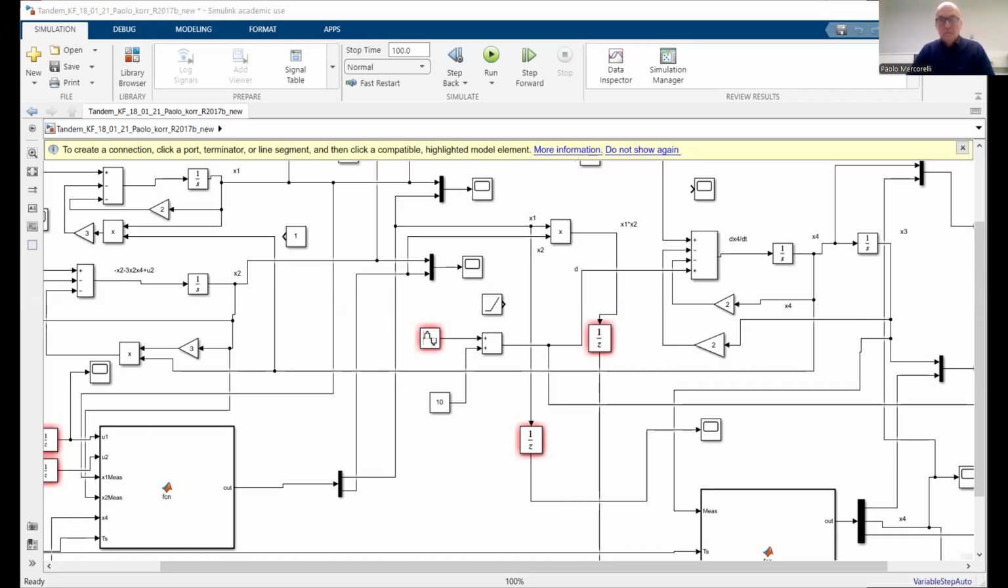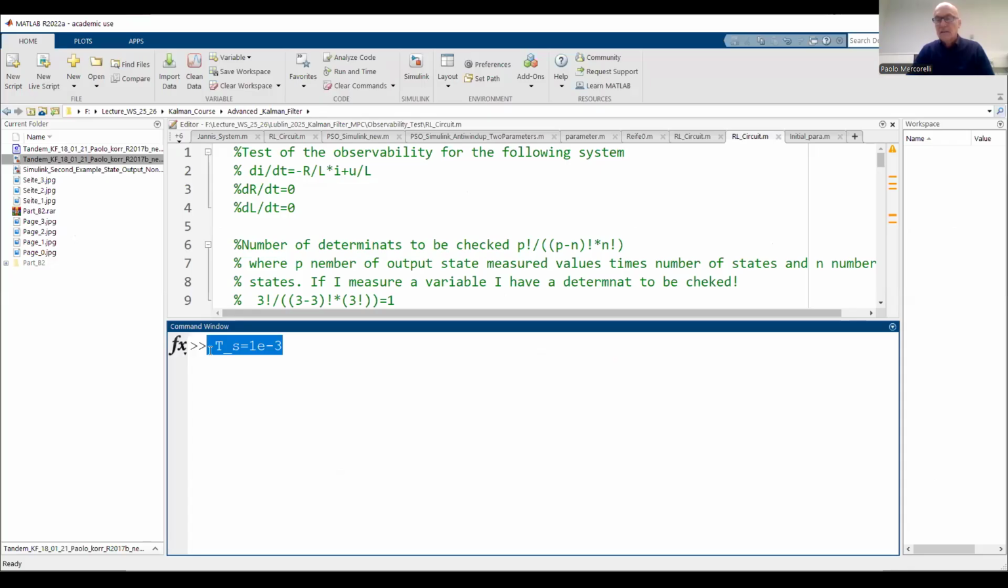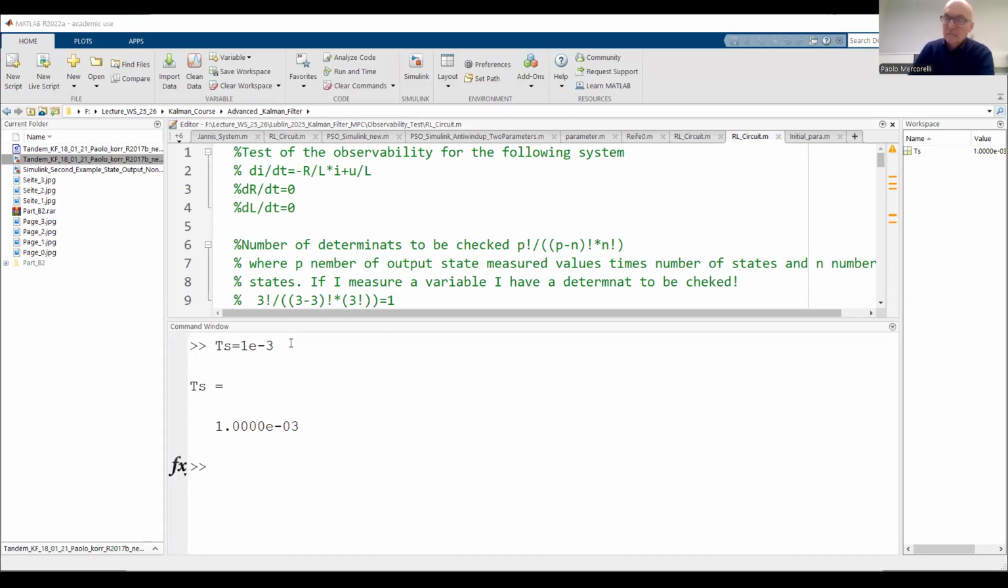Let me show you. I don't know, it probably is TS, something like that. I'm not sure about that. Mhm. Seems to be working. I don't know if it's doing it correctly, but I hope so.